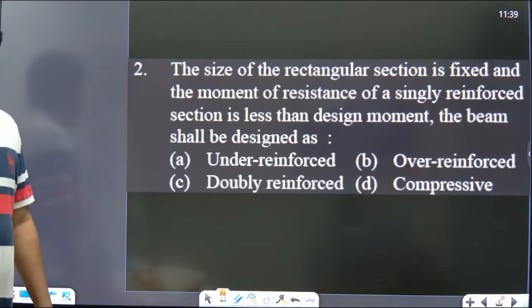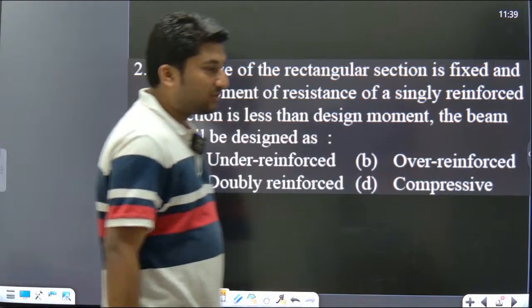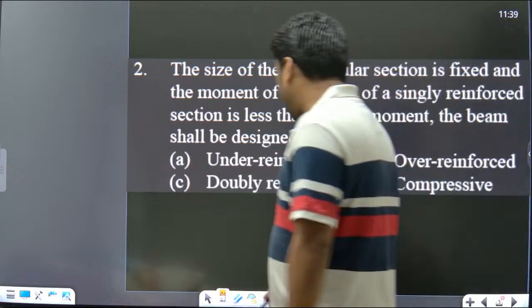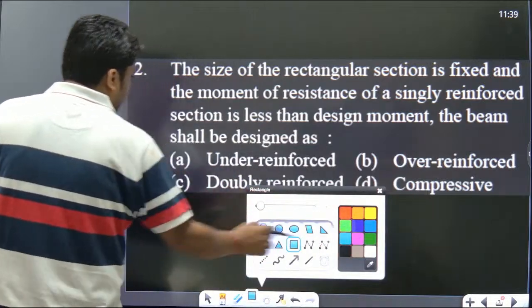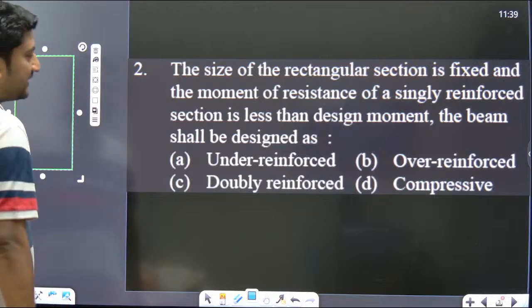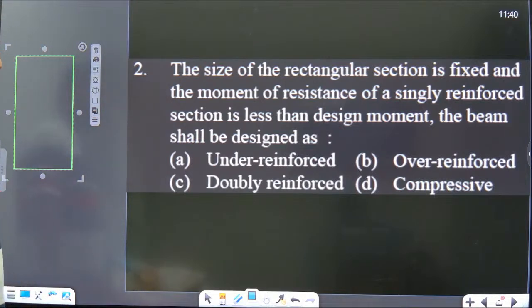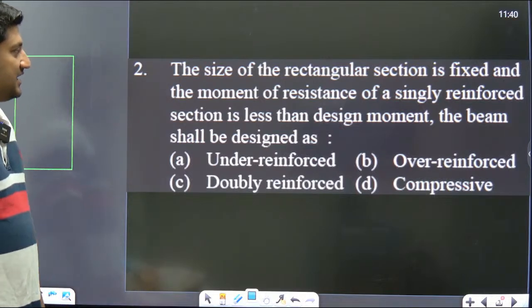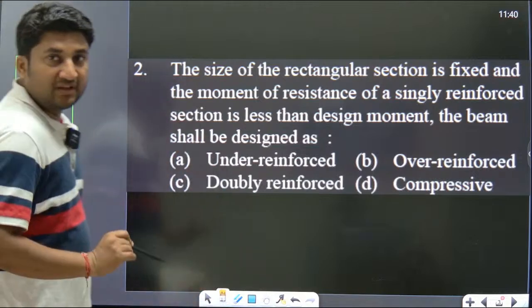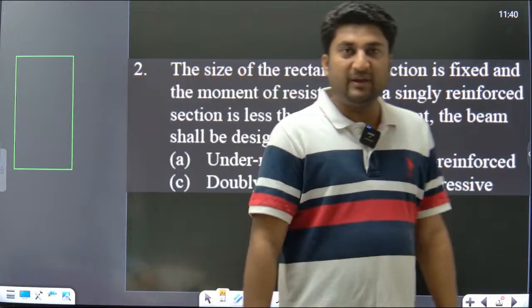The size of the rectangular section. Now this is also a very good question. The size of the rectangular section is fixed, and the moment of resistance of singly reinforced section is less than design moment. So you can see the size you have fixed, there is no way you can change the size of the beam, understood everyone?